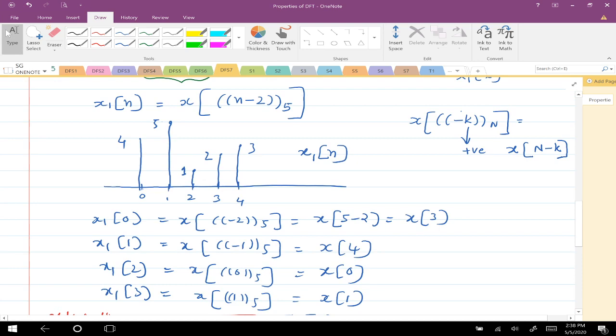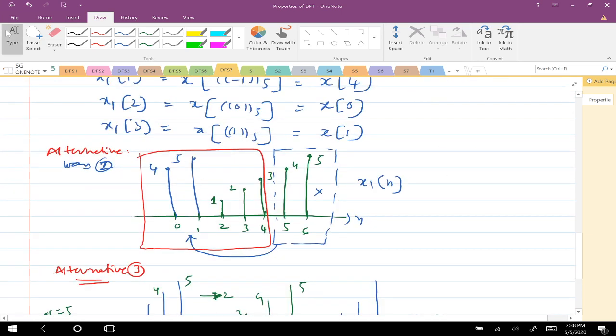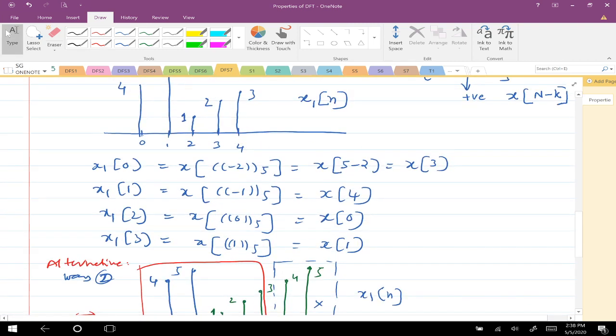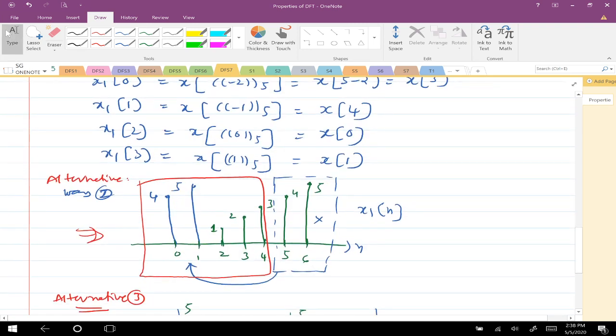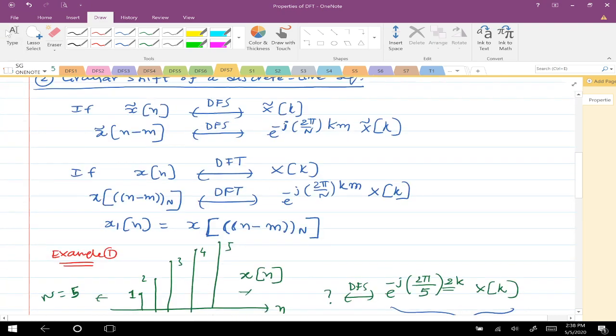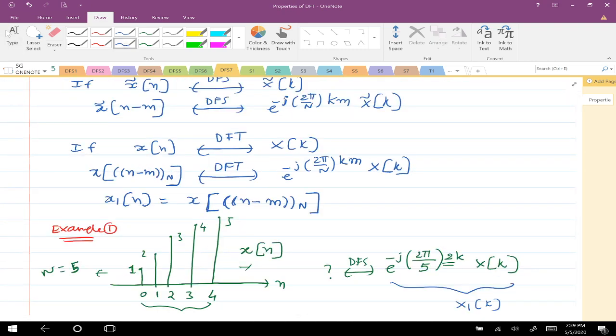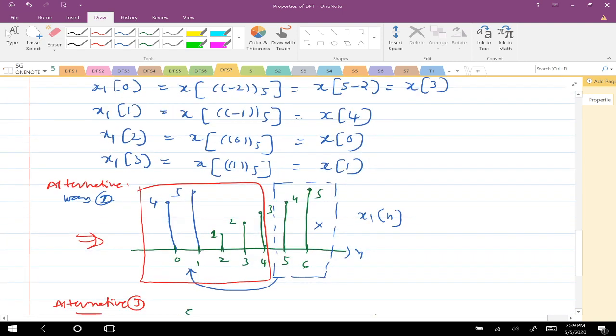And this is the easiest one. If you ask me, I would go for this, where I would simply move things there and write it there. Okay, we have had enough discussion on circular shifting now. This was property number 2. Let me move on to property number 3.